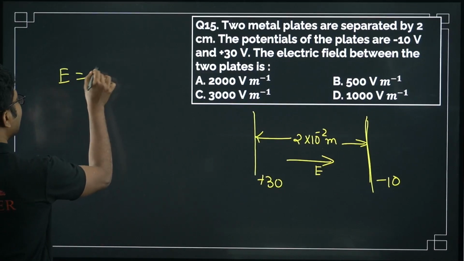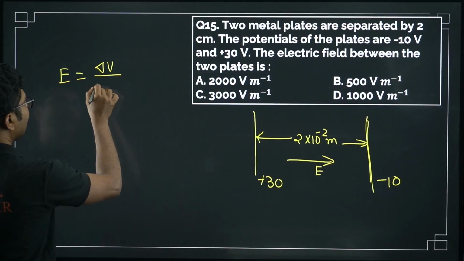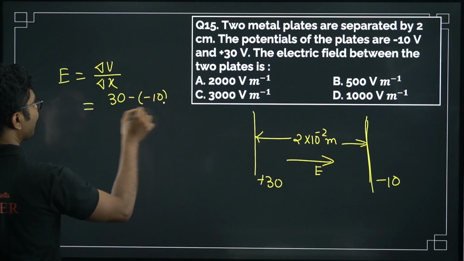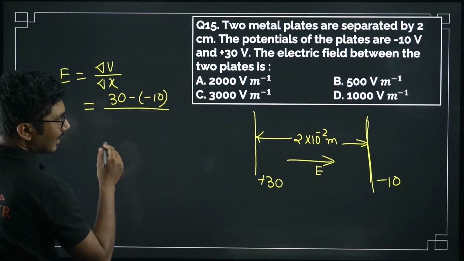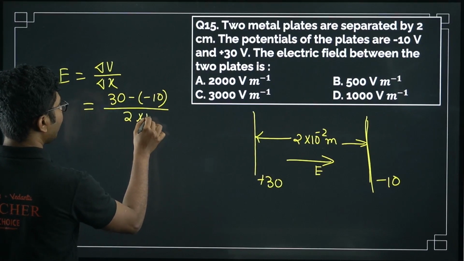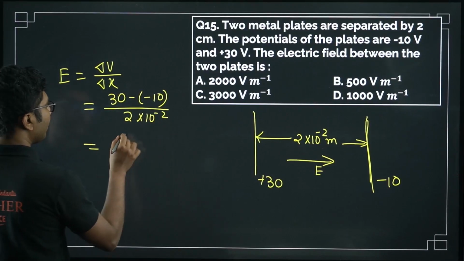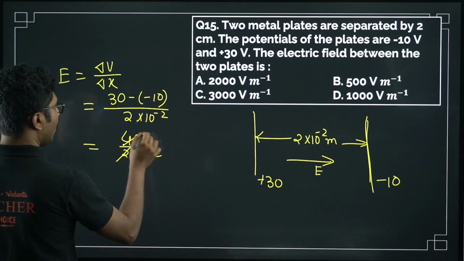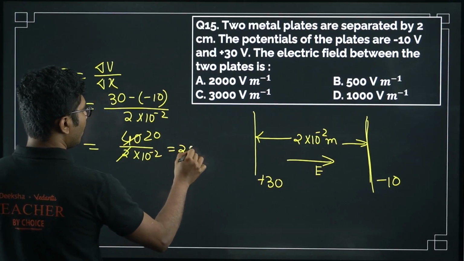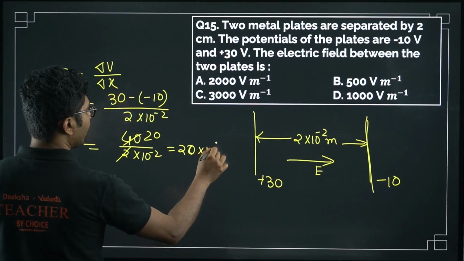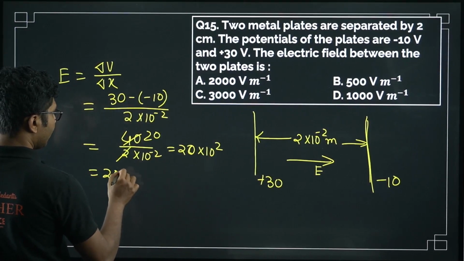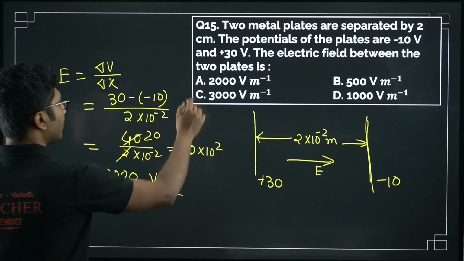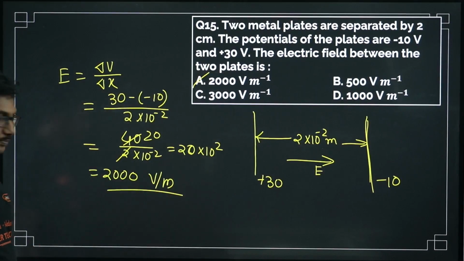So what is the electric field? Electric field is delta V by delta X. So delta V is 30 minus minus 10 divided by 2 into 10 to the power of minus 2, or it will be 40 divided by 2 into 10 to the power of minus 2, or it will be 20 into 10 to the power of 2, that is 2000. Okay, 2000 volt per meter.